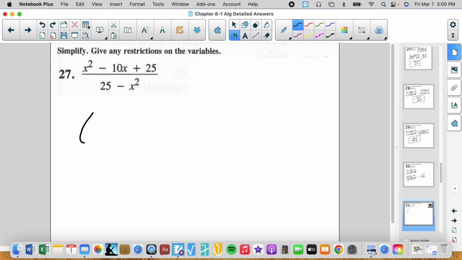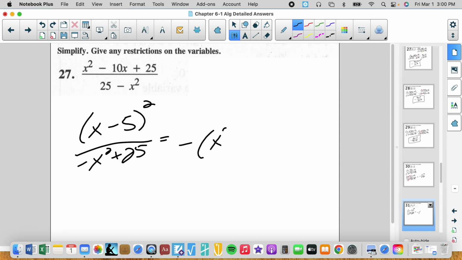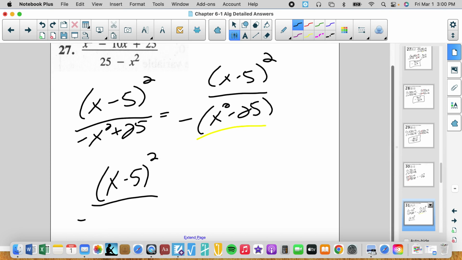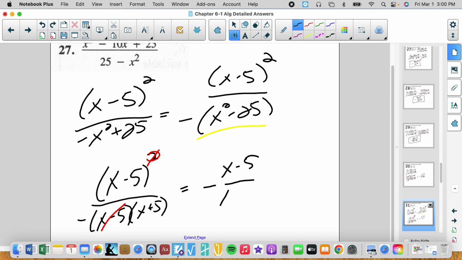Factor. Now this is a binomial square. This is going to be x minus 5 quantity squared. And we're going to rewrite this, and then we're going to factor out the negative. And we get x squared minus 25 over x minus 5 quantity squared. And this is the difference of squares. So this becomes the quantity x minus 5 quantity squared over the opposite of x minus 5, x plus 5. And one of these x minus 5 is going to cancel with one of those two. And we're left with negative x minus 5 over x plus 5.